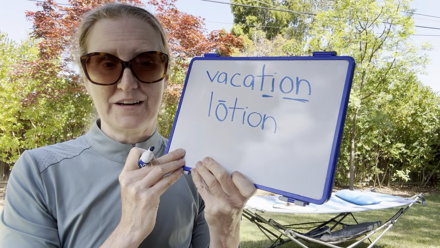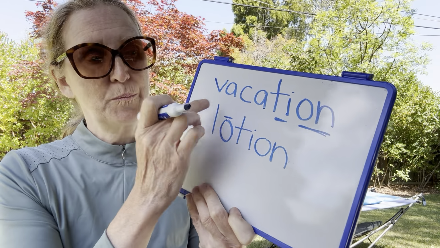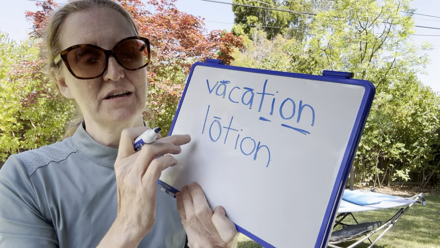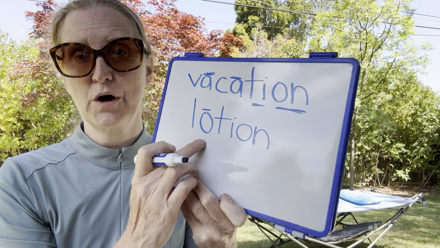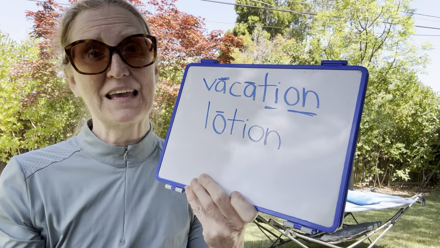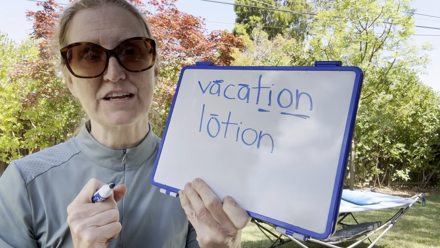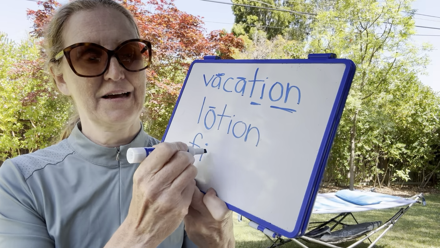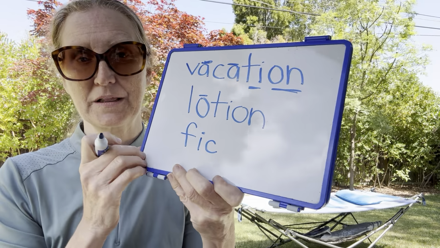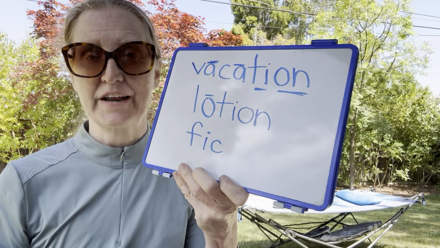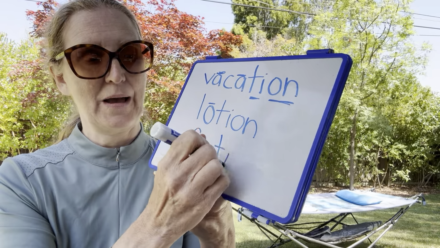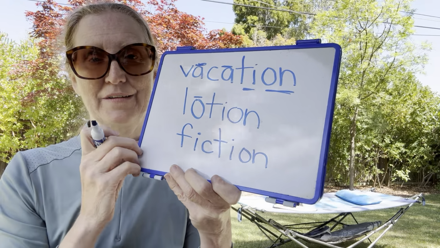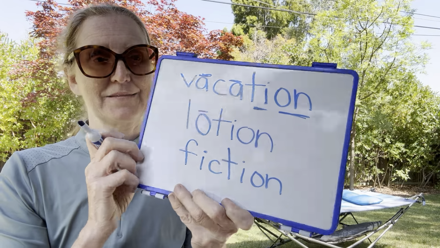Okay, let's spell fiction. So now this has an open vowel. Open, long vowel sound, open, vacation. Lotion is open, the first syllable, lotion. But fic has a closed syllable, therefore a short vowel sound. So k. Again, it's that C because it's in the middle of a word. Fiction. That's right. There's the T-I-O-N. Fiction. Okay, let's try some more.